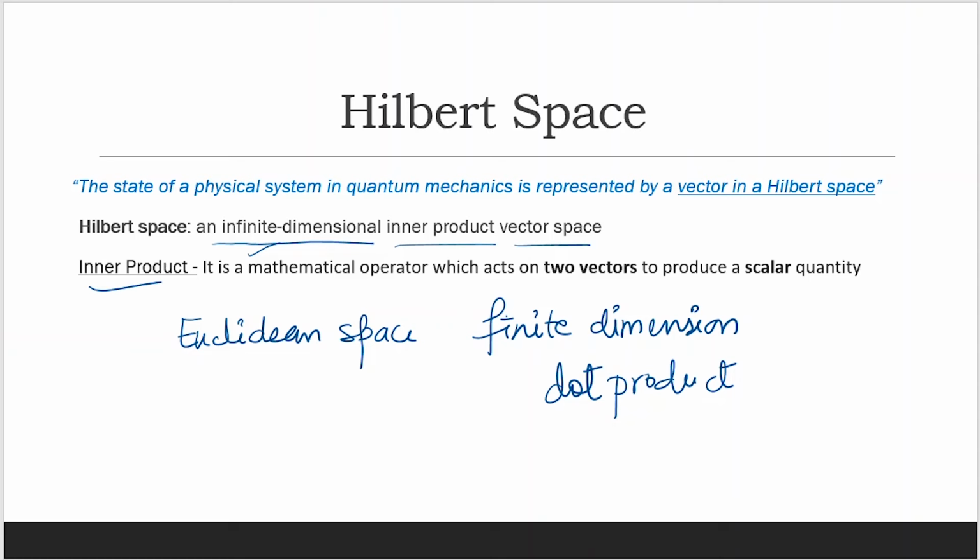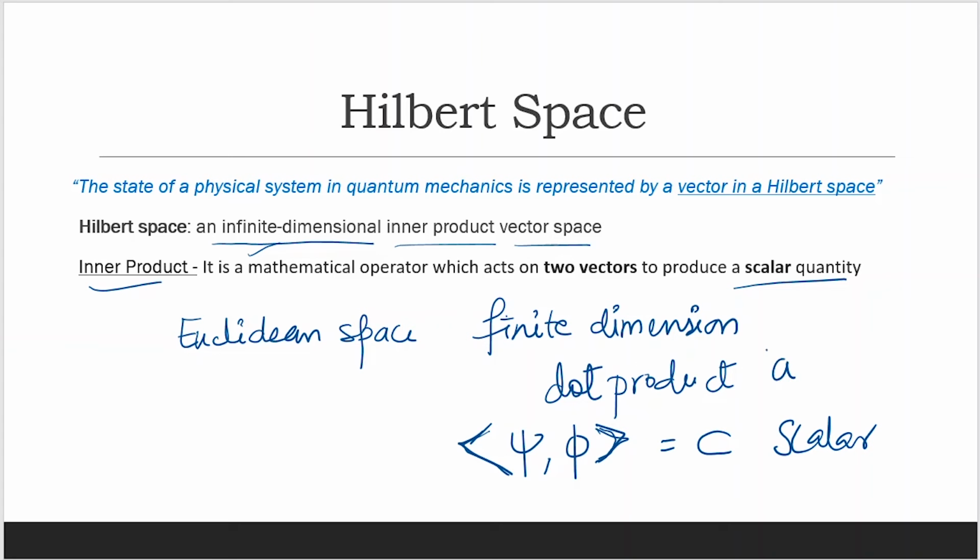It is a mathematical operator which acts on two vectors. It multiplies the two vectors to give a scalar quantity. We represent the inner product like this. If we have to multiply xi and phi, these are the two vectors, then we represent it like this, the inner product, and we obtain a scalar quantity. Just like if we have two vectors a and b, we obtain a scalar quantity c. So this is it for Hilbert space.